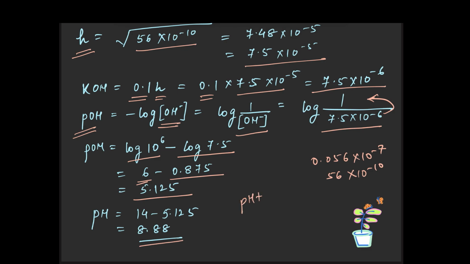pH plus pOH is equal to 14, so pH will be equal to 14 minus pOH, and the value of pOH is 5.125. Solving, pH is equal to 8.88. So the degree of hydrolysis is 7.5 × 10^-5 and pH is 8.88.